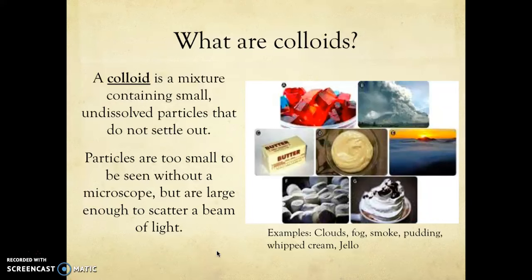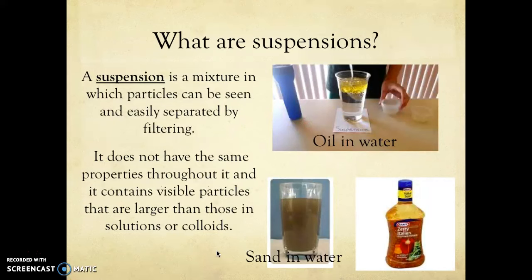And I believe this is the last type of mixture we're going to talk about, is suspensions. A suspension is a mixture where the particles can be seen and easily separated by filtering them out. It doesn't have the same properties throughout it, and that's because they separate out easily. So for example, if you pour oil in water, they separate out. It's very easy to see what is the oil, what is the water, and it's because they don't dissolve together.